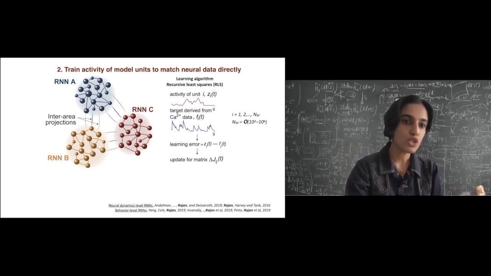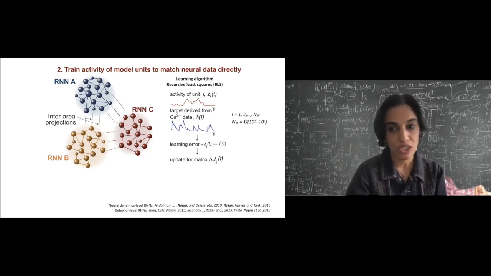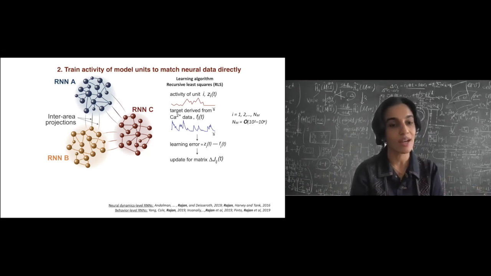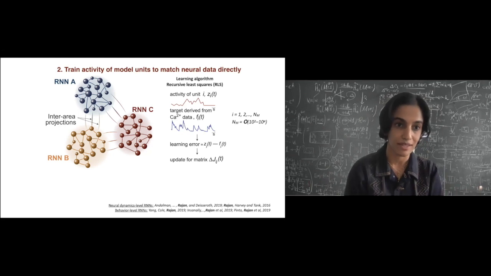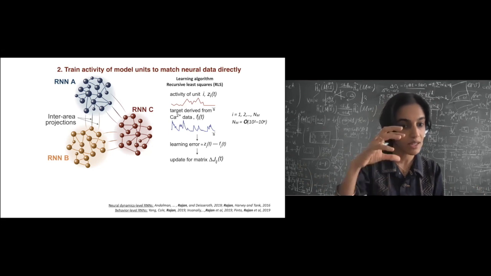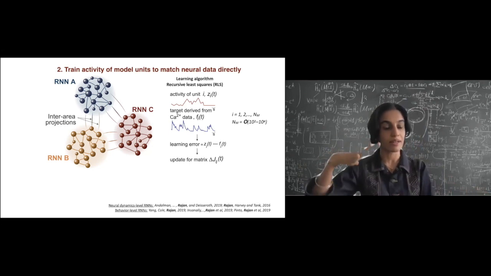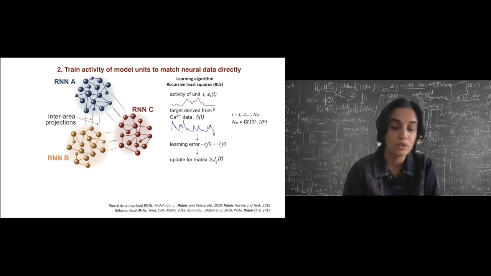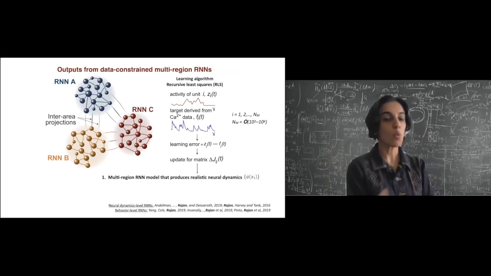Also, in the examples that I'll show you today, I will be using networks that are as big as the size of the data set. However, we've done validations where we've taken a large network and trained only a small subset of the weights and the units. We've also done the exercise where we've taken a small trained network and embedded it in a much larger untrained milieu.